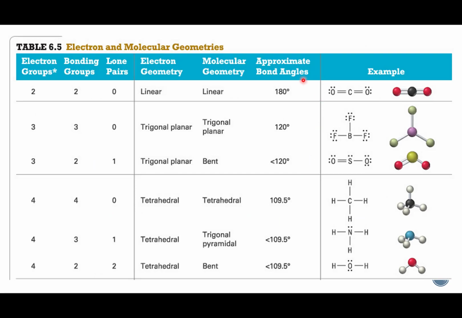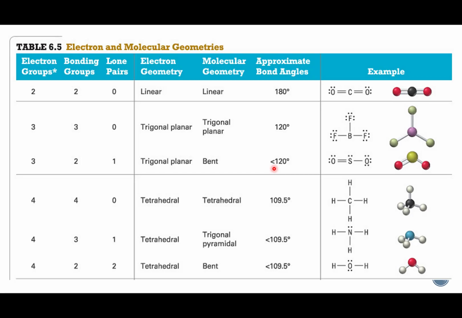So as you're predicting the geometries, the table will tell you what the approximate bond angles are. Without any lone pairs, we'd have 120 for our trigonal planar. When we add the lone pairs in, it's less than 120, just acknowledging that strain that the lone pairs put on there. Okay.